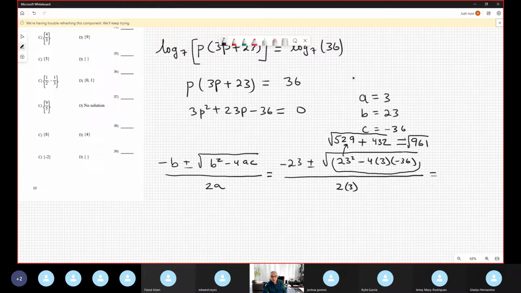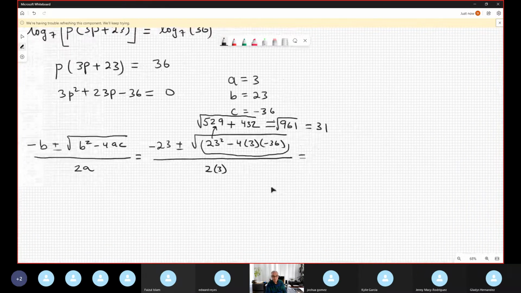And the square root of this number is, let me see if it's a perfect square or not, I don't know. Square root of 961. Oh yes, it's 31. Okay, it's a perfect square, it's 31. Now we have minus 23 plus or minus 31 divided by 6.